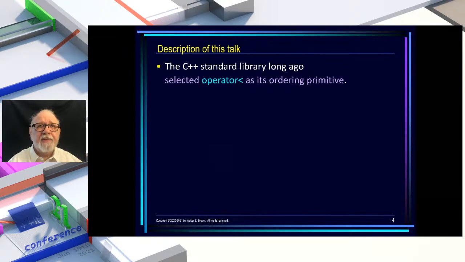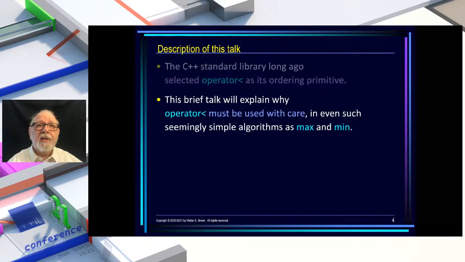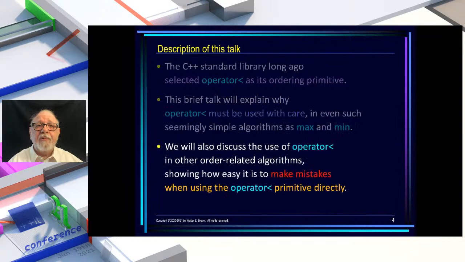As you know, the C++ standard library long ago picked operator less than as its ordering primitive. Now, in today's talk, I will explain why that operator must be used with considerable care, even in such simple algorithms as max and min. But I will also discuss the use of that operator in other order-related algorithms and show how easy it is to make mistakes when using that primitive directly.